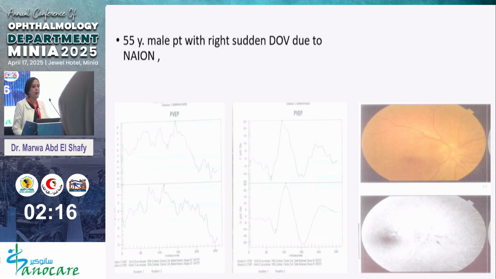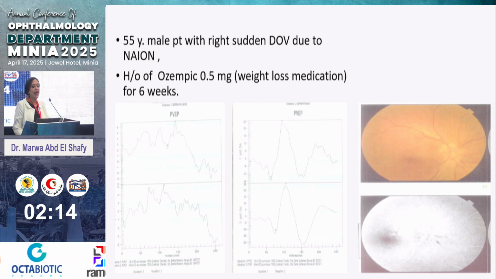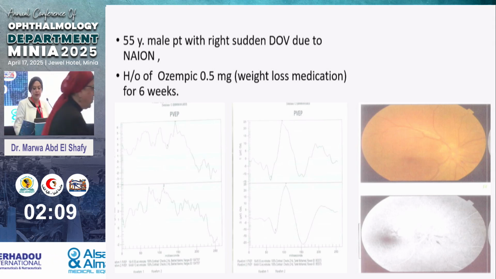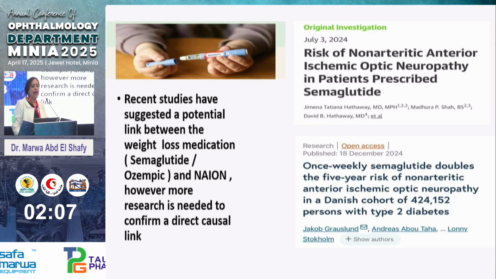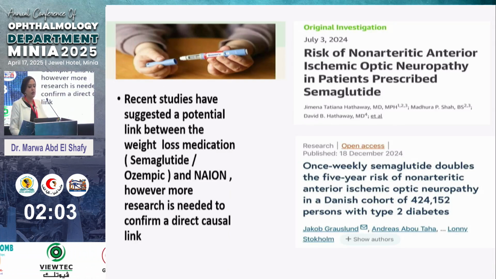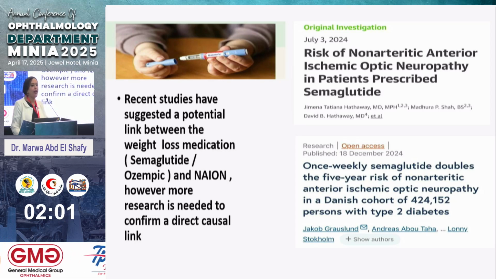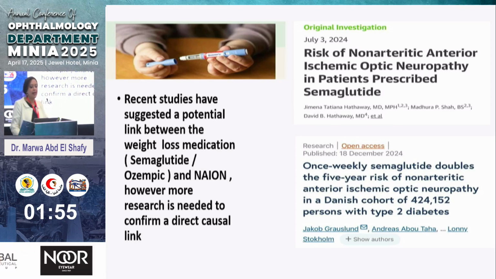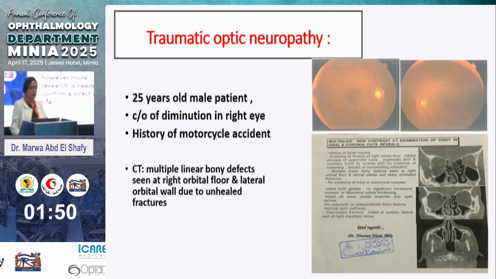This patient is not diabetic, not hypertensive, but he has a history of Ozempic intake for 6 weeks, which is a new weight loss medication. Recent studies have suggested that there is a potential link between the new weight loss medication, Ozempic, and sudden diminution of vision due to anterior ischemic optic neuropathy. However, more research is still needed to confirm this direct link.